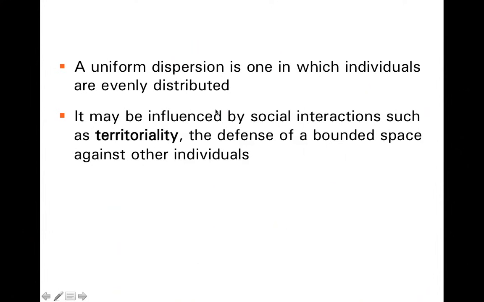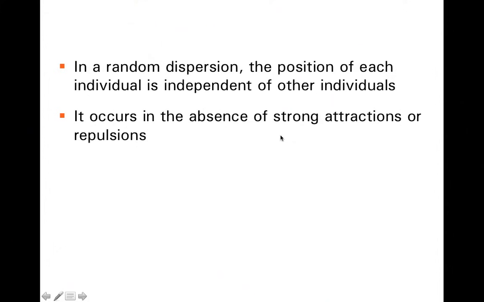So uniform dispersion is one in which individuals are evenly distributed. Territoriality often is the main factor in leading to a uniform dispersion pattern. In the absence of strong attractions or repulsions, or under the influence of random factors, dispersal is going to lead to a random distribution of individuals.